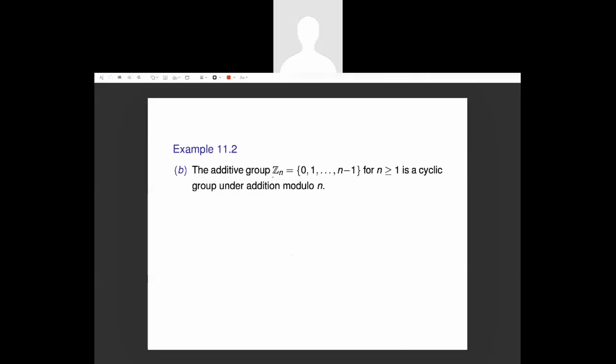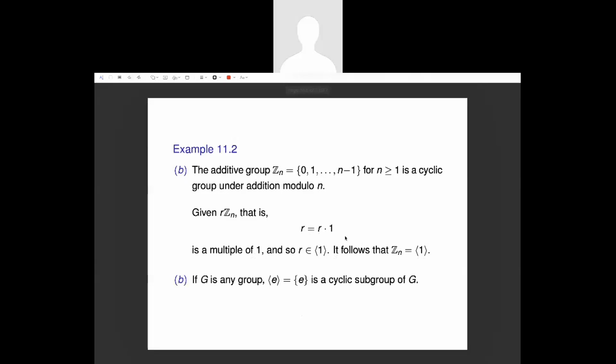Now the additive group Zn, where we take 0, 1 to n minus 1, with n greater than or equal to 1, is a cyclic group under addition modulo n. And now we check this. Clearly, any r in Zn can be written as r times 1, a multiple of 1. So Zn is generated by 1. And if G is any group with only the identity element, E, then this is clearly a cyclic group.